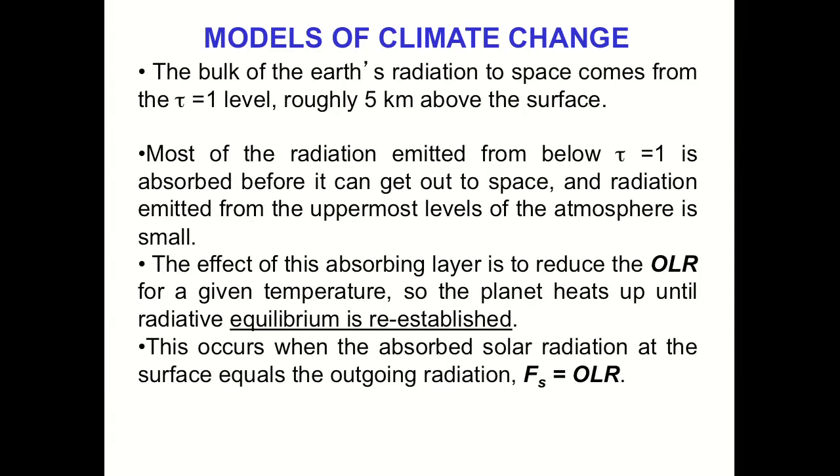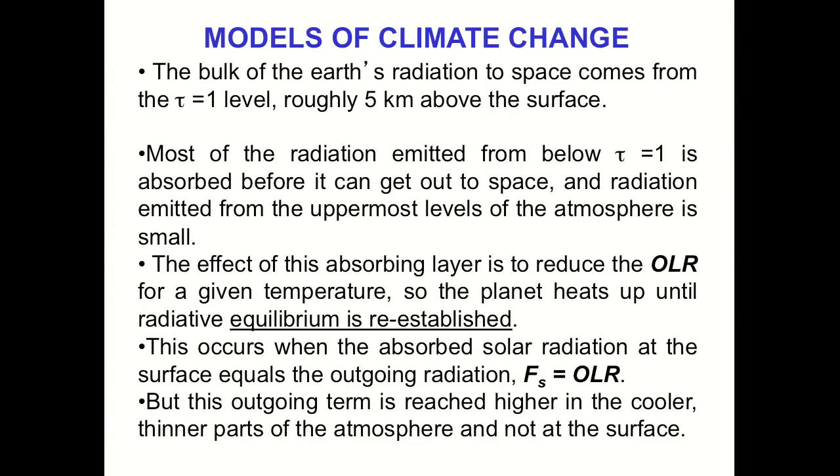And that equilibrium is going to occur when the absorbed solar radiation at the surface balances the outgoing long wave radiation. Remember our discussion about the balance between the incoming at the surface and the outgoing at the top of the atmosphere. In other words, the surface flux Fs has got to be equal to, eventually, the outgoing long wave radiation budget. But we have to remember that this outgoing long wave radiation, following some kind of perturbation that leads to an increase in temperature, is going to be reached somewhat higher in the atmosphere, the cooler, thinner parts of the atmosphere, not at the surface.